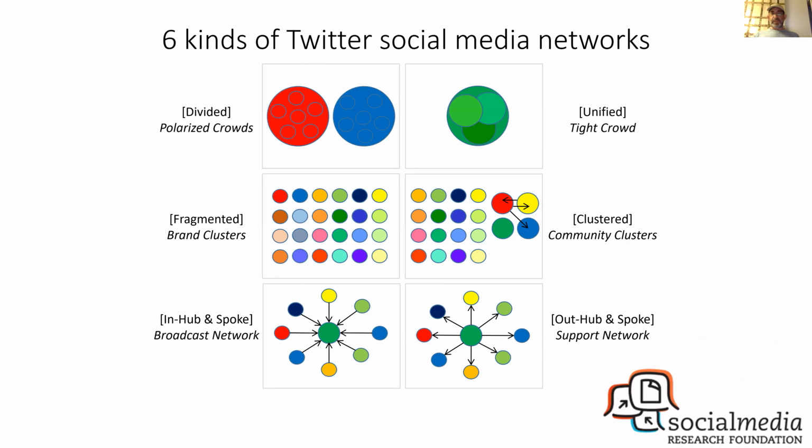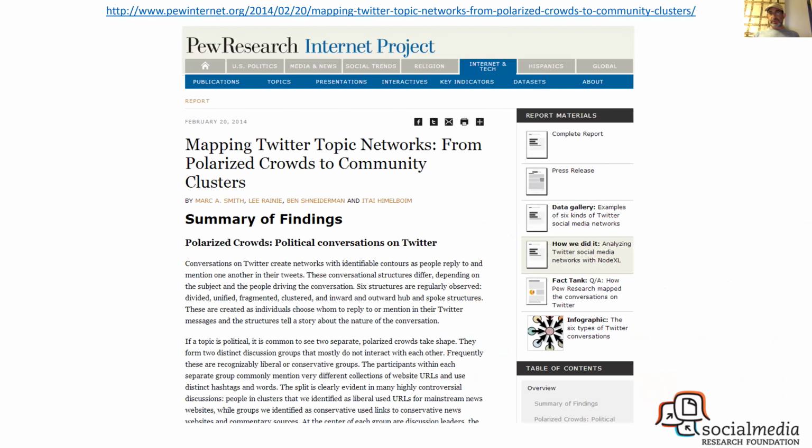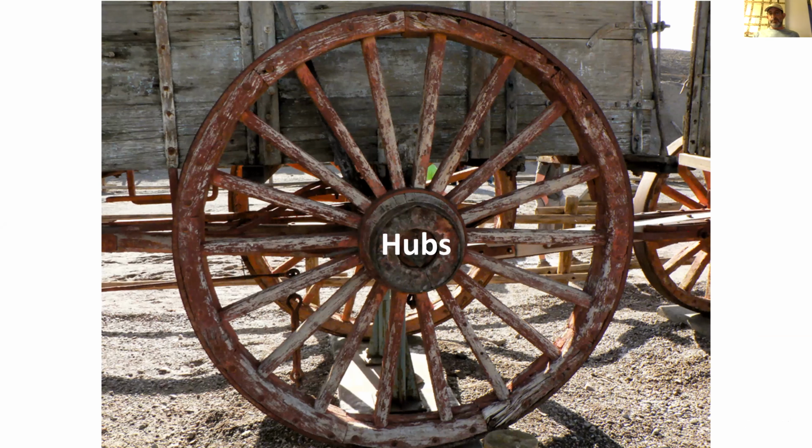And so when we do that, what we find is that there is structure to be found. As you may have found already when you go and browse the NodeXL graph gallery, not all of the networks look the same. Some of them look quite different. You can find a paper now from Pew Research Internet Project called Mapping Twitter Topic Networks from Polarized Crowds to Community Clusters, in which we discover that there are these important shapes in these network structures.